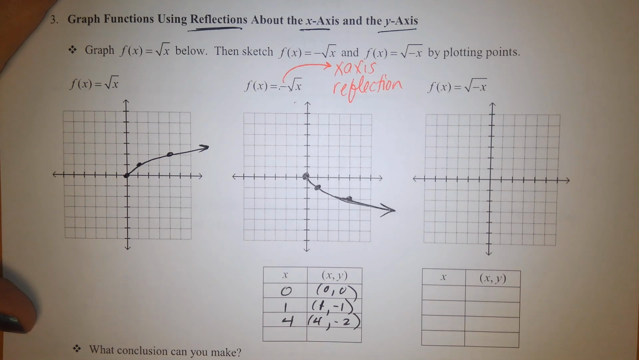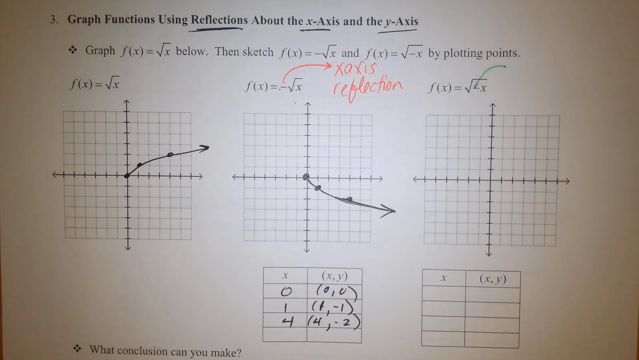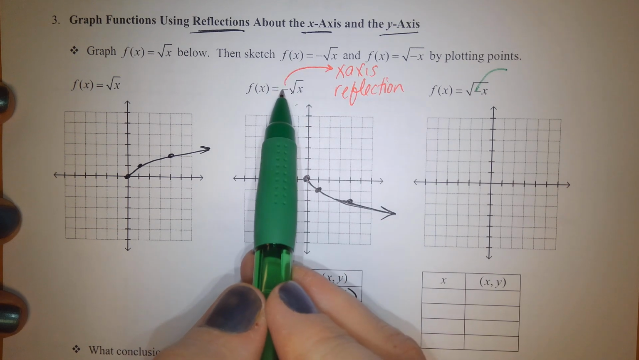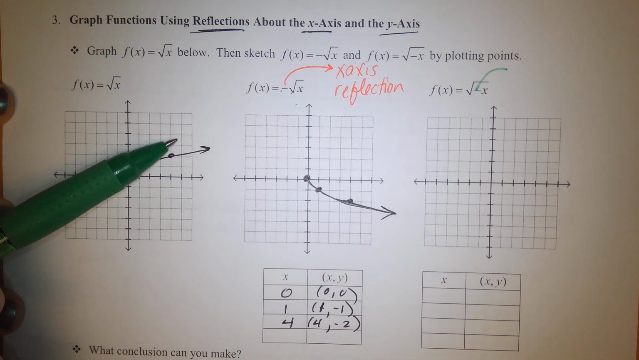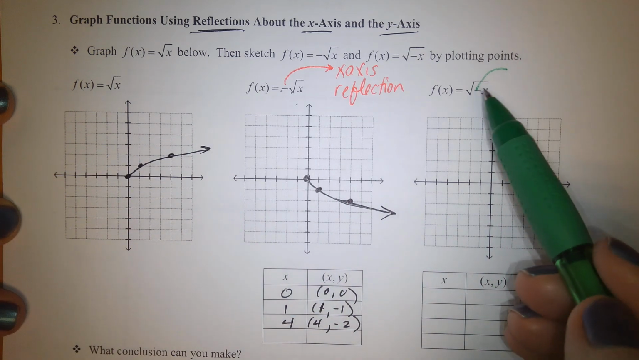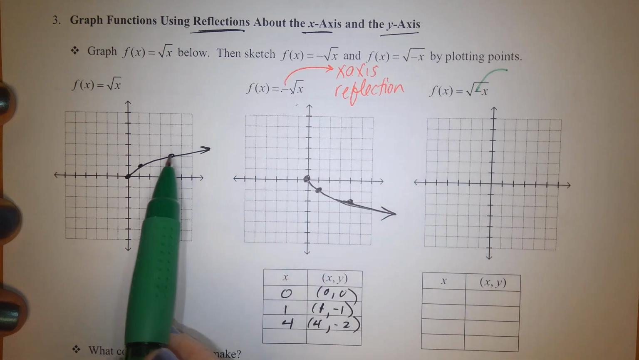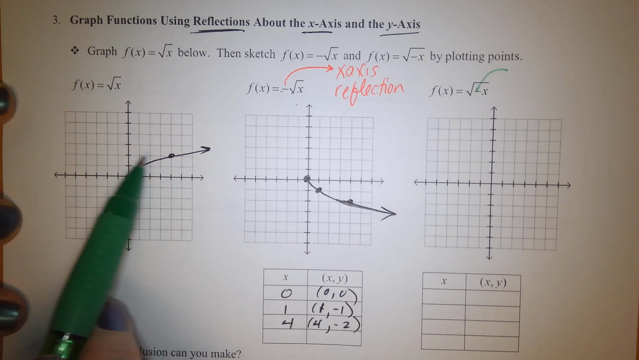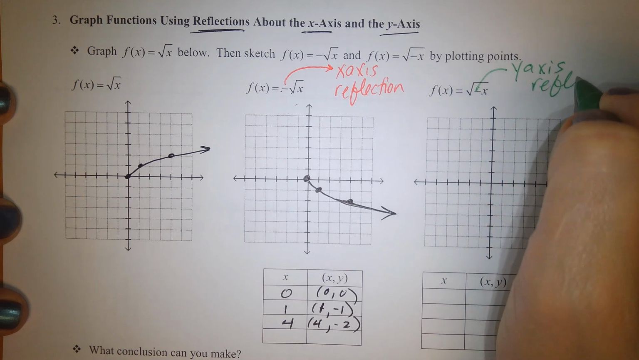What happens if I put the negative on the inside of the function? Remember, any transformation that happens outside of the function will always be a vertical transformation. So this graph was a reflection vertically. A negative on the inside will be a horizontal transformation. So its reflection will happen horizontally. So it's probably going to be a y-axis reflection. We're going to prove it by finding points.